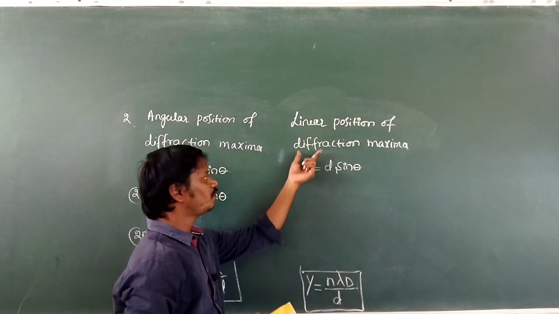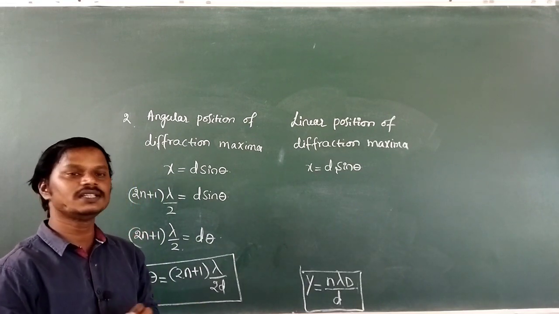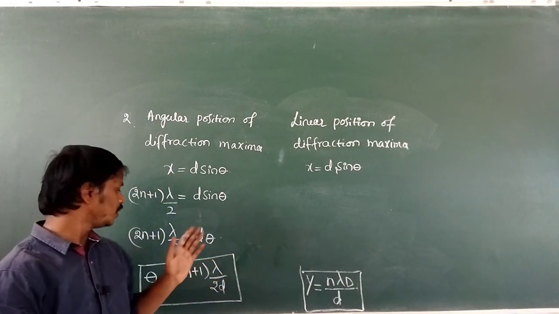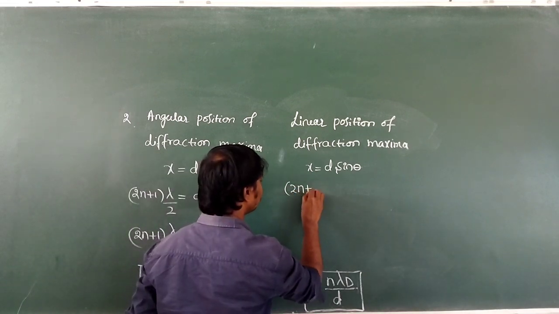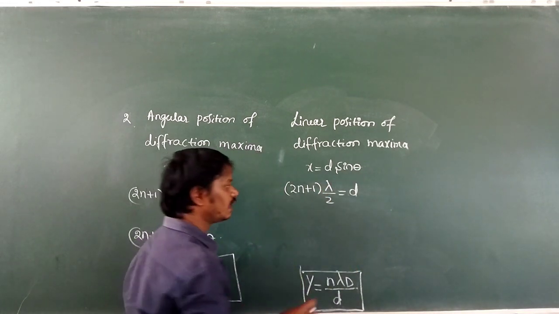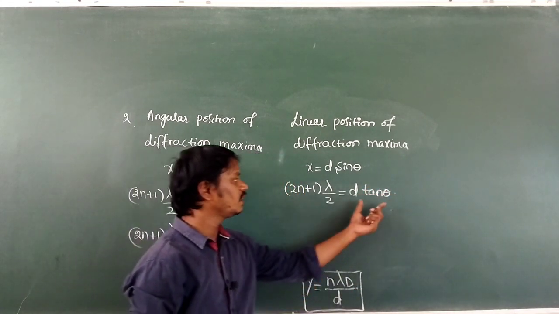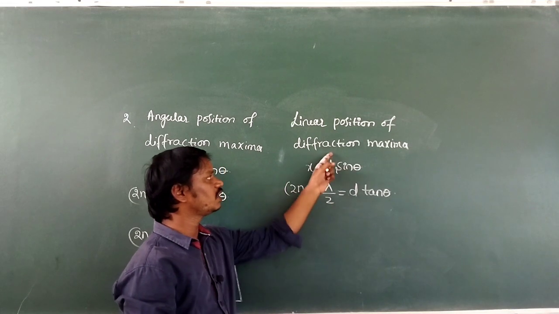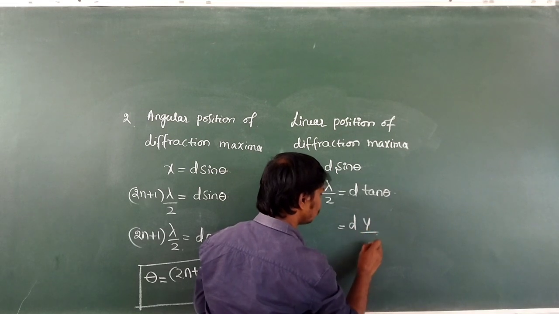again, what is the path difference for the diffraction maxima? One thing to remember: the path difference for the diffraction minima is n into lambda, and the path difference for the diffraction maxima is (2n plus 1) into lambda by 2. Now (2n plus 1) into lambda by 2 is equal to d sin theta. Instead of sin theta I will write tan theta, because for the small angle sin theta and tan theta are both equal. Then tan theta is nothing but y by D. Here y is nothing but the linear position of the diffraction maxima. Then I will write it as d into y by D.